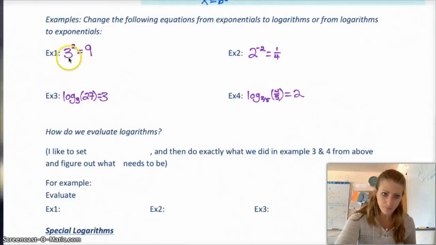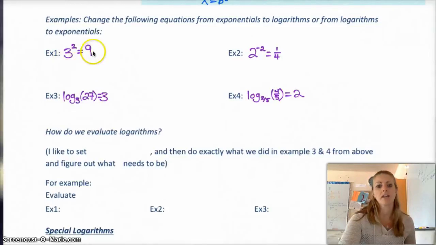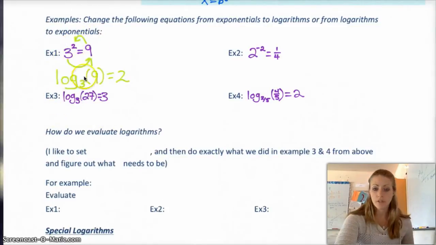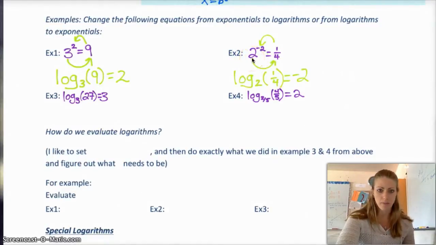So, for example, this first one, I have base 3, and I'm going to roll the log. So I'm going to do log base 3 of 9 equals 2. So both of these are equivalent statements. 3 squared equals 9 is the same thing as saying that log base 3 of 9 equals 2. Okay, so try that again for the second one. So for the second one, I start with my base, log base 2 of 1/4 equals -2. So these are equivalent statements, that 2 to the negative 2 equals 1/4, and log base 2 of 1/4 equals negative 2. Okay, go ahead.